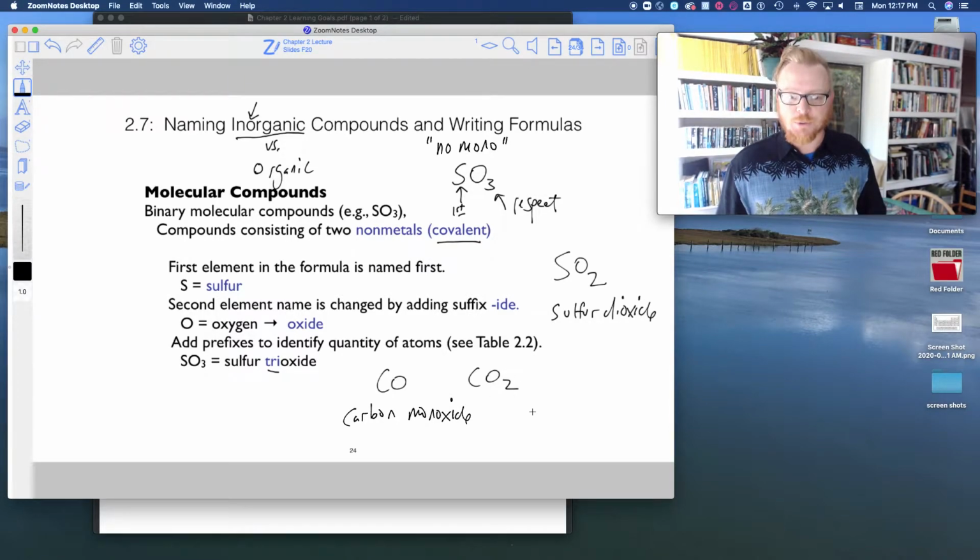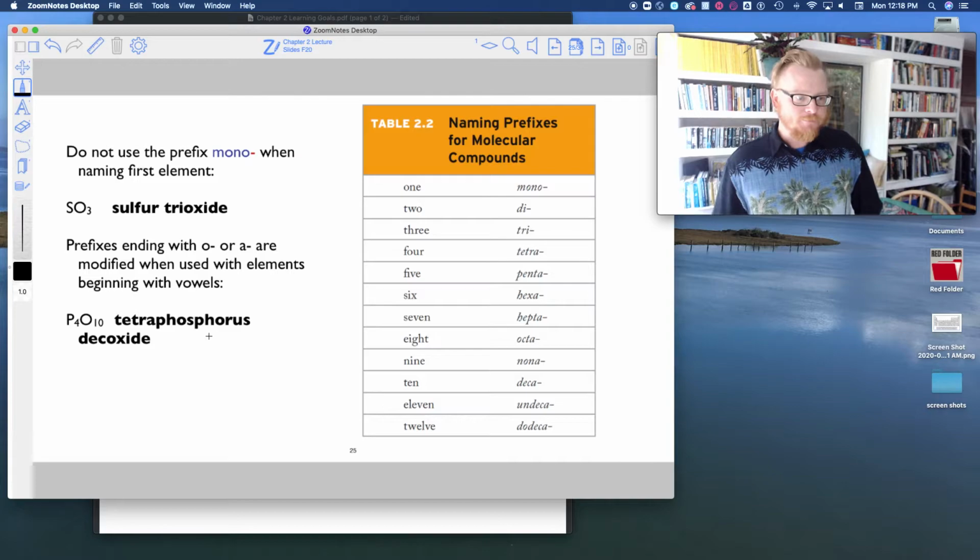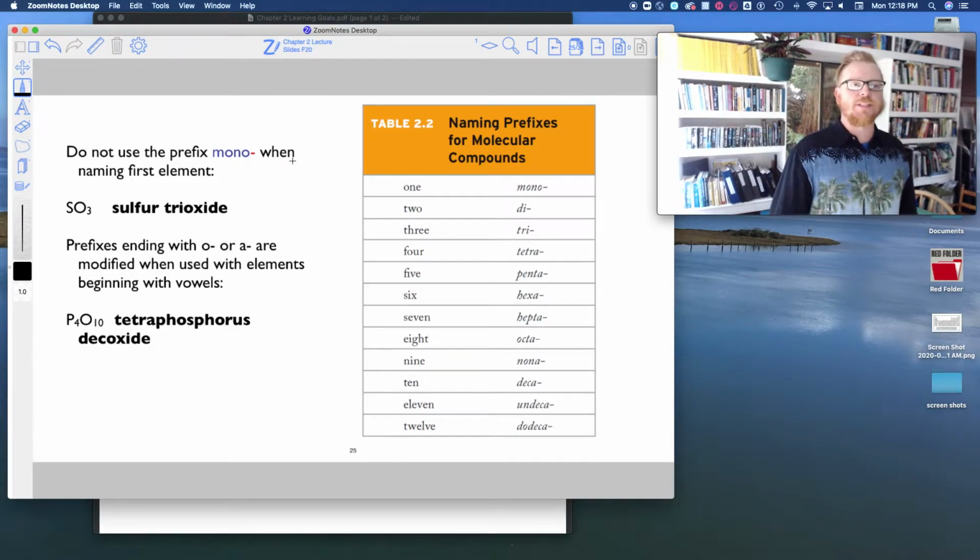Okay, what about CO2? Carbon dioxide. And sorry, I'm writing these all together. These are 2 words. Carbon dioxide, carbon monoxide. So let's go to this other example here. Do not use the prefix mono when naming the first element, like I just said.